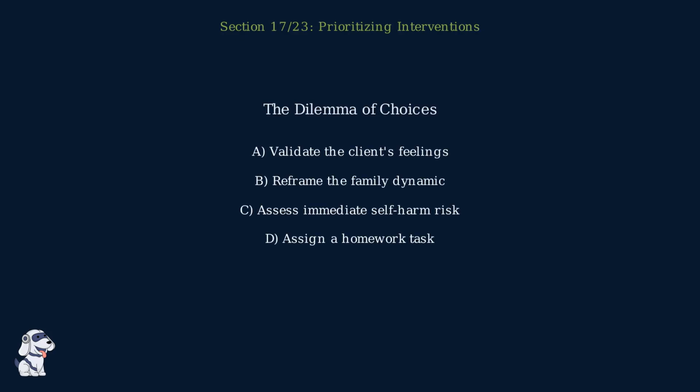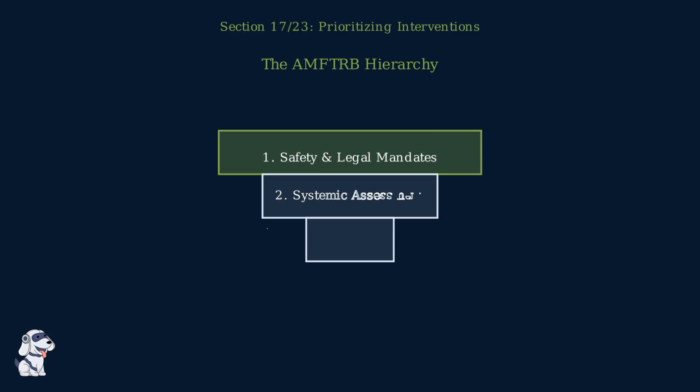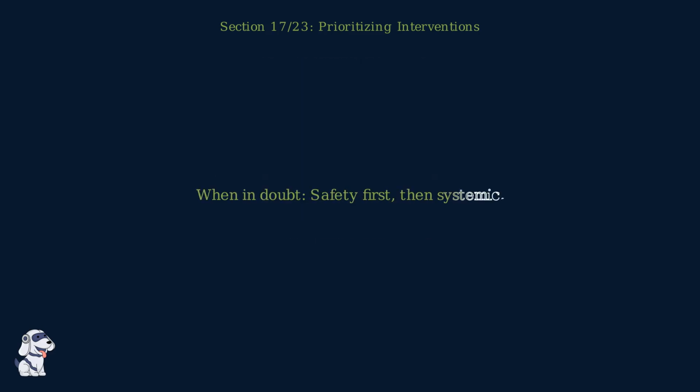In AMFTRB vignettes, you will often find multiple choices that seem clinically sound. The test requires you to identify the priority, not just the good option. The AMFTRB prioritizes safety and legal mandates above all else. Always address potential harm before attempting systemic restructuring or support. When a vignette mentions suicidal ideation, abuse, or legal threats, your priority is safety. Only after safety is established do you move to systemic or process-oriented interventions.